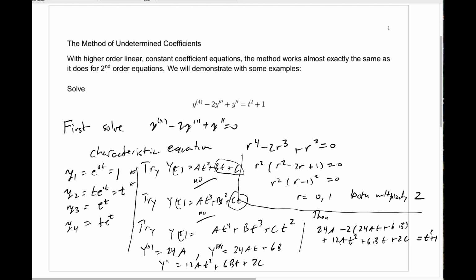How do we find our coefficients? We'll gather terms with t squared. Here we have 12at squared, and that has to be 1 times t squared. So 12a must equal 1. We want to solve this system. 12a equals 1. If we match coefficients on t, here we have minus 48at. Here I have 6bt, and that has to be 0.